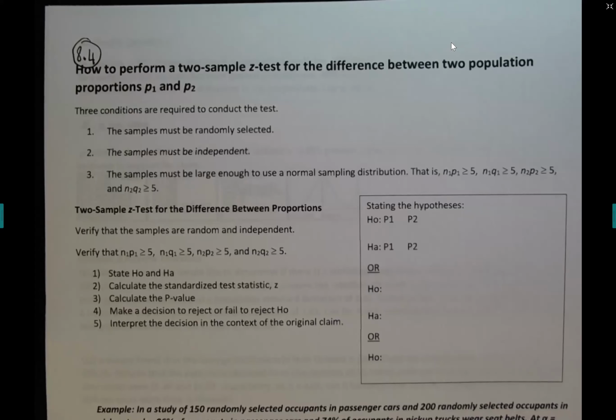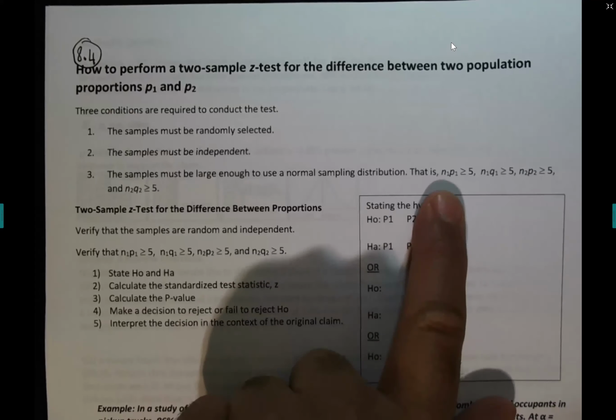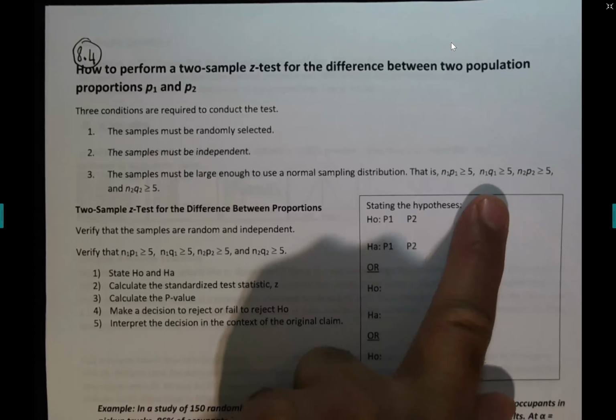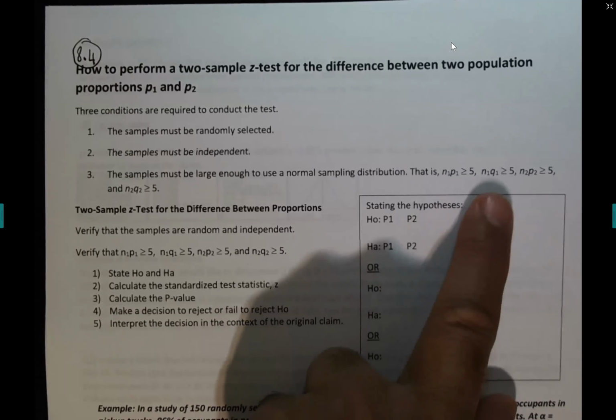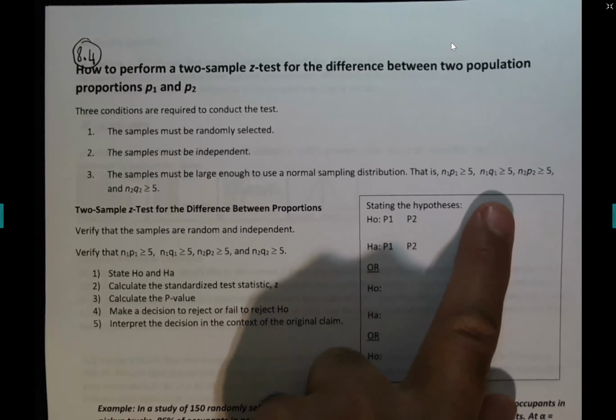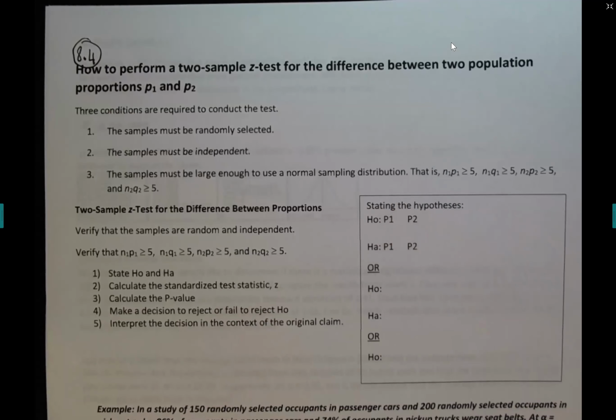The samples must be randomly selected. The samples must be independent. And the samples must be large enough to use a normal sampling distribution. That is, remember guys, we checked that n times p is greater than 5 and n times q is greater than 5. Now it's going to be for each sample: N1 p1 greater than 5, N1 q1 greater than 5, N2 p2 greater than 5, and N2 q2 greater than 5. I'll demo that in a second and show you. If he asks you to check the conditions of the test, you check them. If he doesn't ask you to check the conditions, you just perform the test.